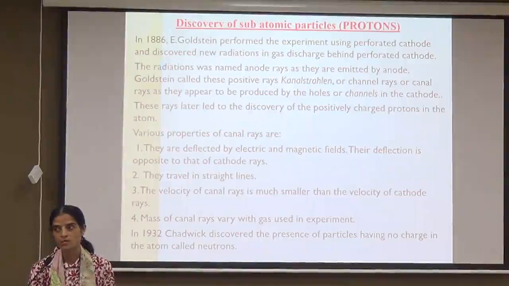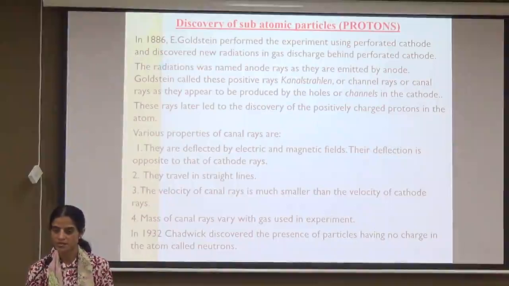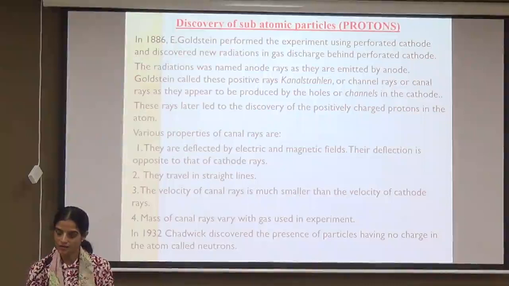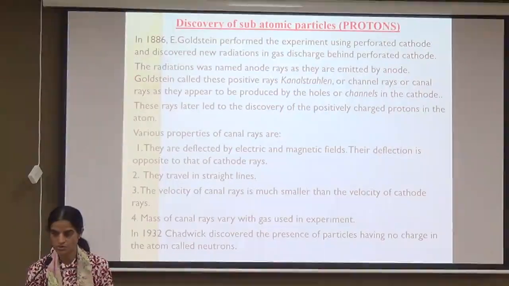Various properties of canal rays are as follows. They are deflected by electric and magnetic fields. Their deflection is opposite to that of cathode rays. They also travel in straight lines. The velocity of canal rays is much smaller than the velocity of cathode rays. Mass of the canal rays varies with the gas used in the experiment.